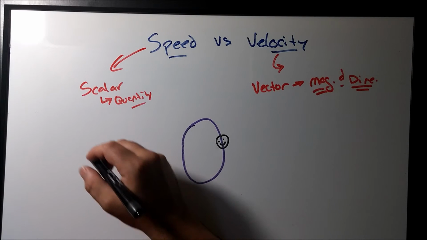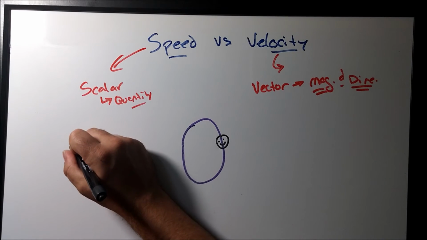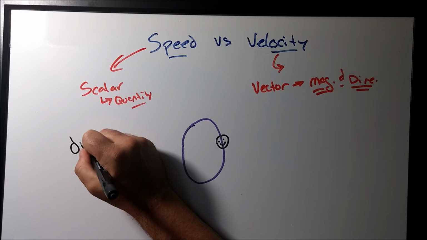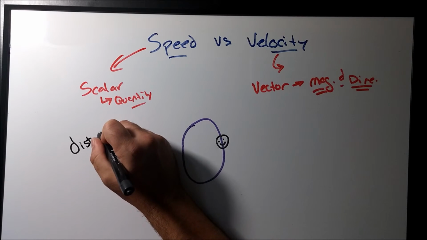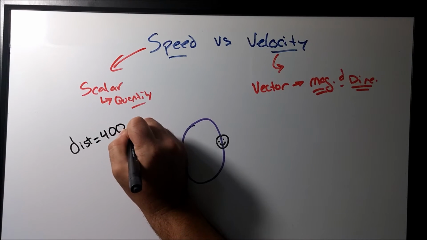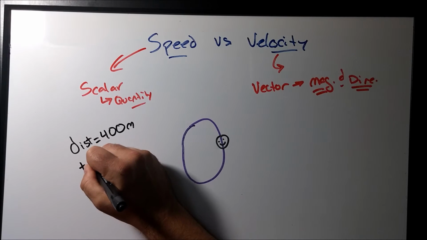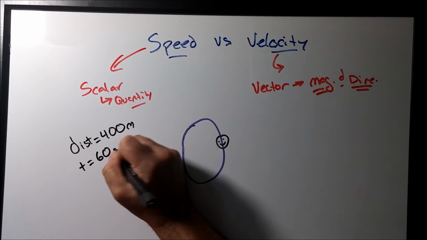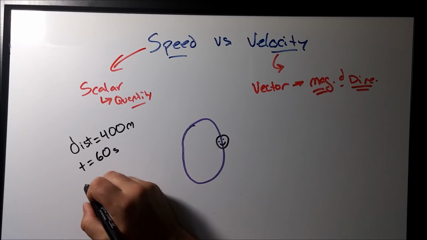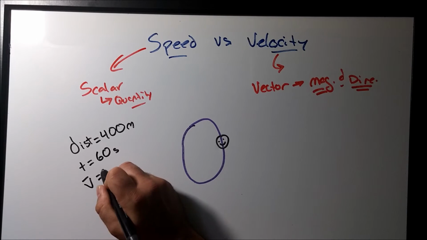So we complete this one lap in 60 seconds. My question to you is, what is the speed and what is the velocity? Let's look at the speed first. Let's break down what we know. We know the distance is equal to 400 meters. That's one lap. And we know the time is 60 seconds. And I want to know, what is my average speed during that one lap?